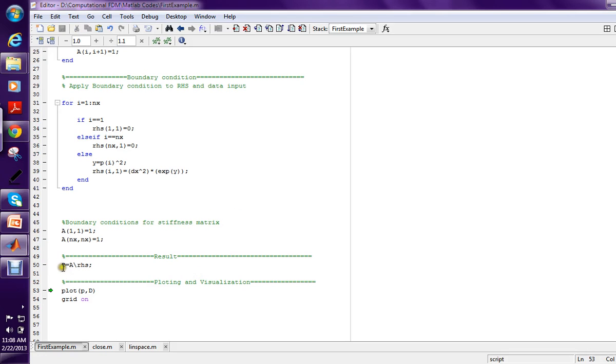Okay, so we have got the result D. We know the 0 because we have applied the boundary condition at point 1 and at point nx. We know also the 0 because these are prefixed and predetermined and we are given this condition. Okay, so now you have to plot this and visualize this equation.